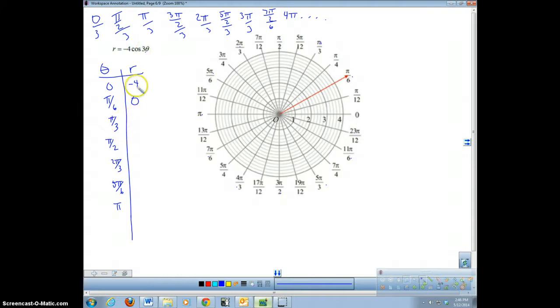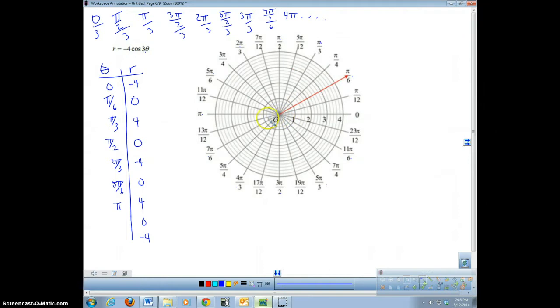Then, if this was negative 4, this one's going to be positive 4. Then 0. Then negative 4. Then 0. Then positive 4. Then 0. Then if I kept going, it'd just follow the same pattern. So let's go ahead and graph this.